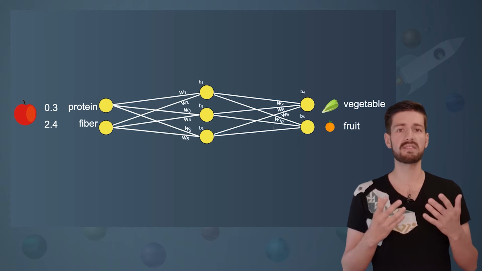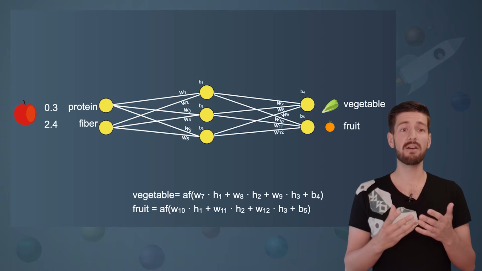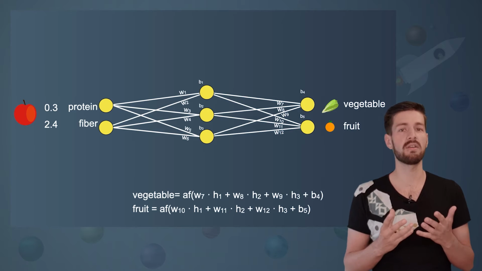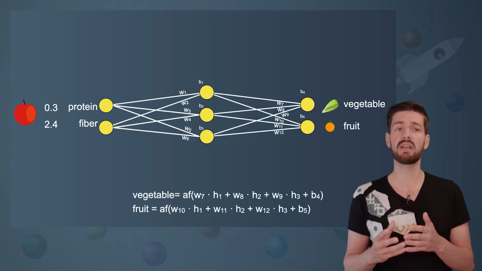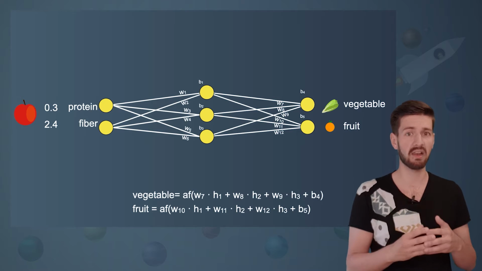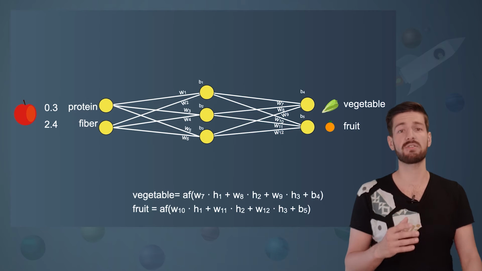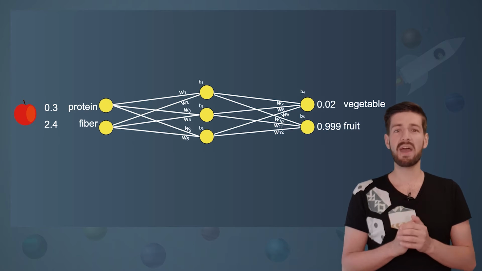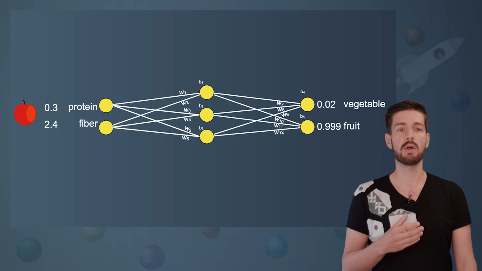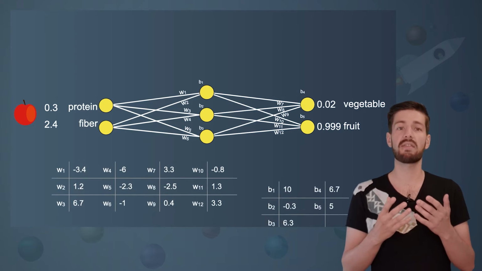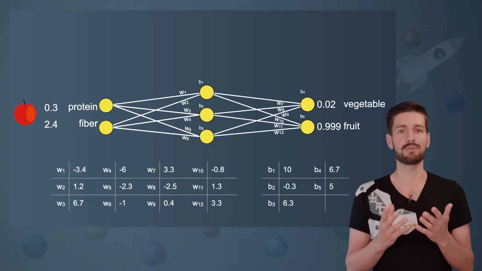For the output layer, the same applies. What we computed as the output for the neurons in the hidden layer is now the input for the neurons in the output layer. So we can compute the results for being a vegetable and for being a fruit by calculating the weighted sum of the output of the hidden layer, adding the biases of the output layer, and applying the activation function. Let's imagine we have the following weights and biases in our network. Using those values, we can calculate the output of our network. Like in this case, the network predicts it's a fruit.